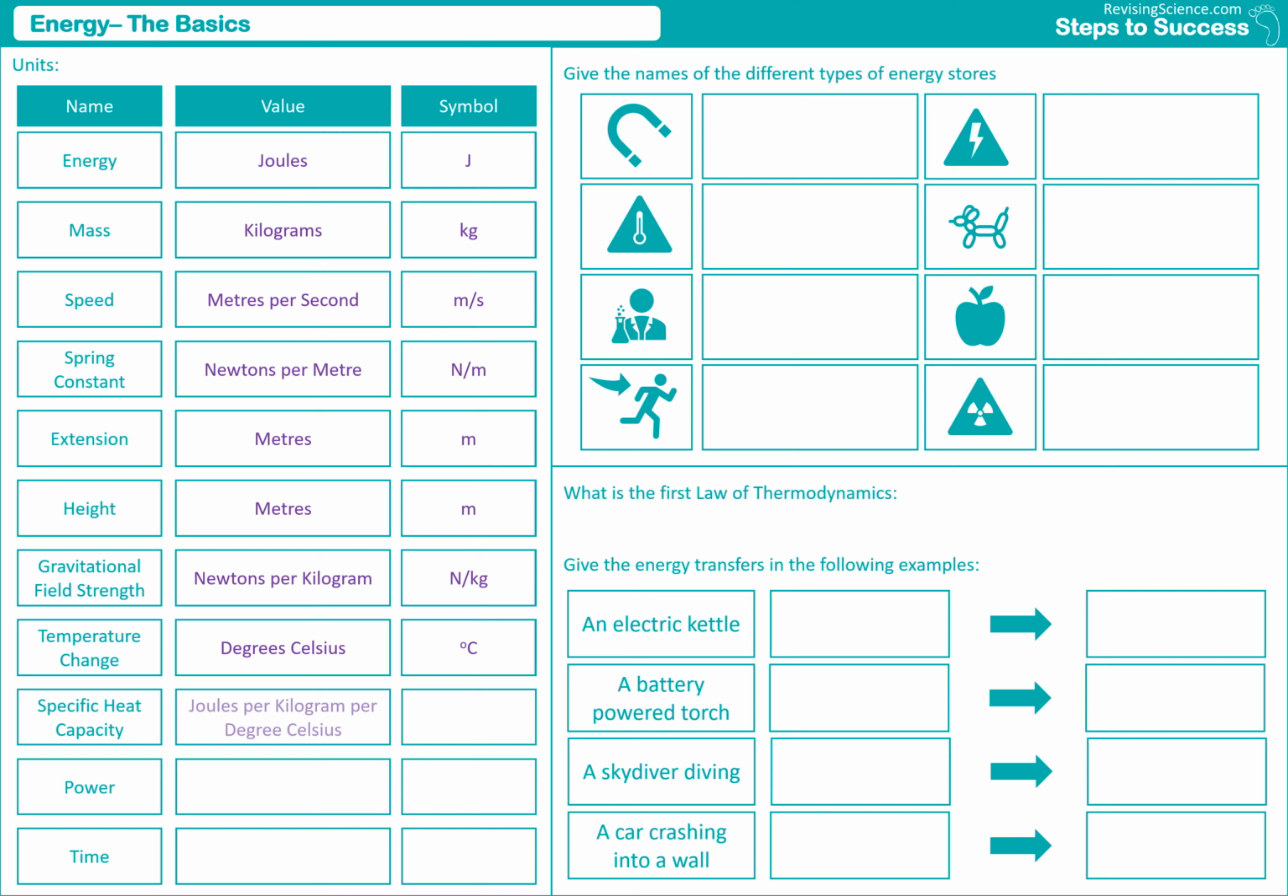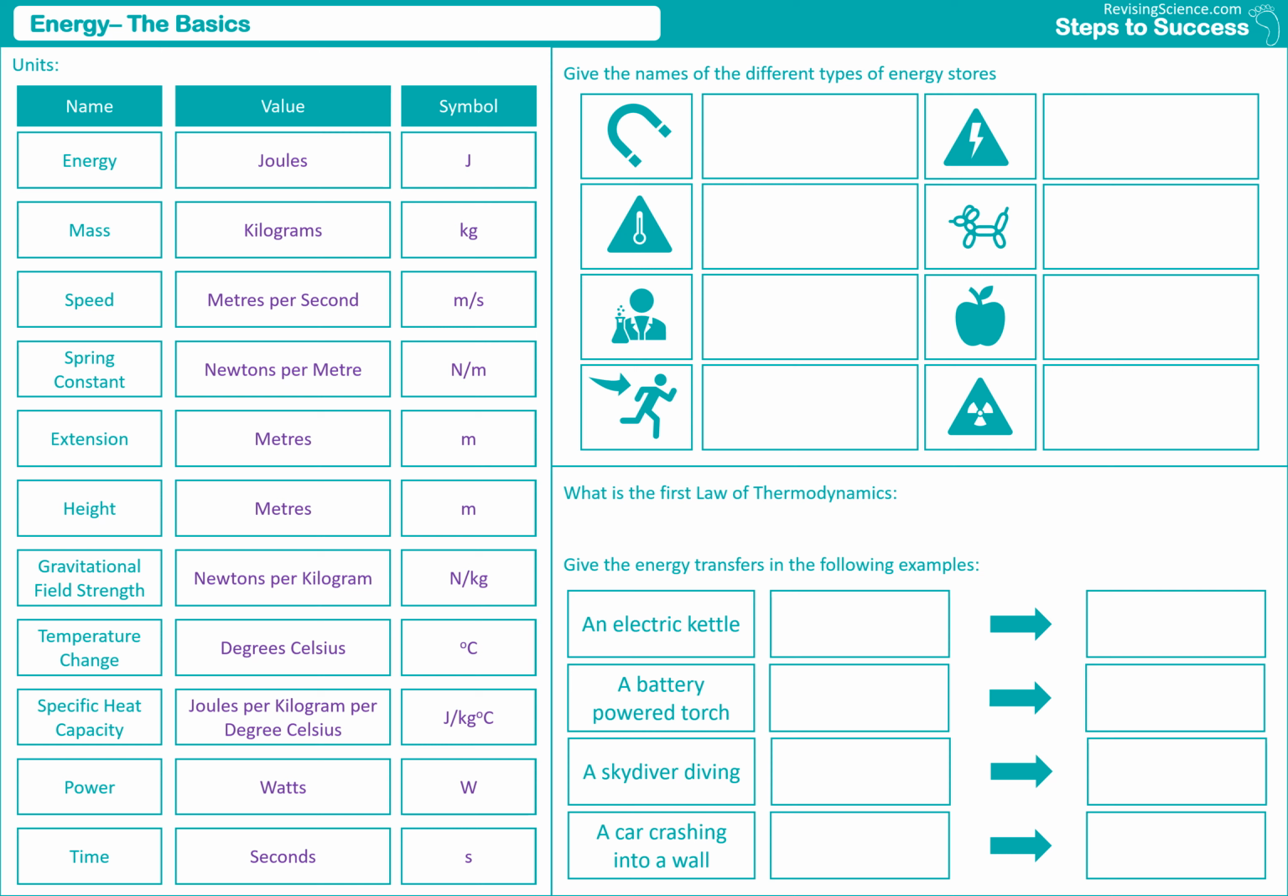Specific heat capacity is the tricky one to remember. It's joules per kilogram per degree Celsius, J/kg°C. Power is measured in watts, and the symbol is a capital W. And time is measured in seconds, and the symbol is s.